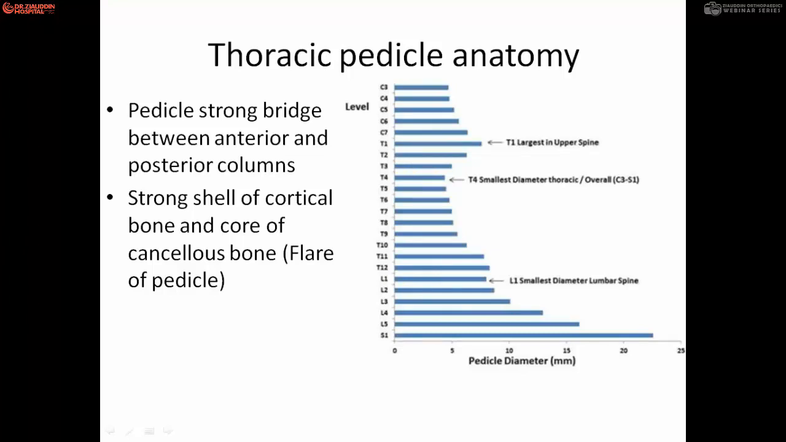If you look at the diameter, T4 has the narrowest pedicle diameter among all. And T12 usually has a larger pedicle diameter than L1.